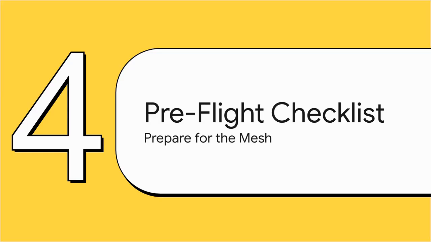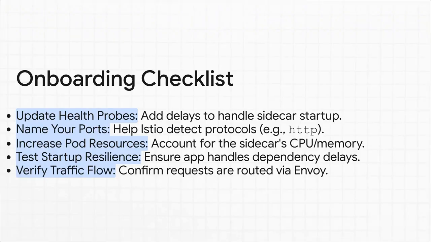Okay, so we've mapped out the new traffic flow, we've sidestepped that nasty health check trap, and we've budgeted for our new roommate. Let's wrap all this up into a simple pre-flight checklist to make sure your app's move into the service mesh goes smoothly. So here are the 5 big things your team should nail down.